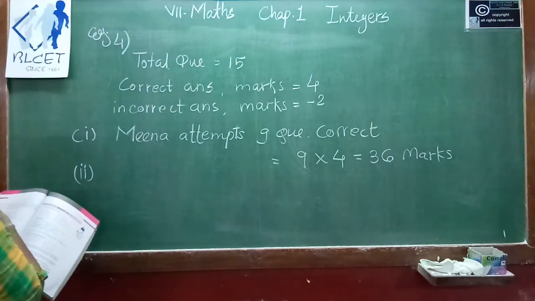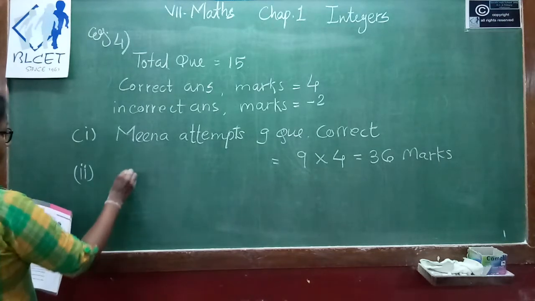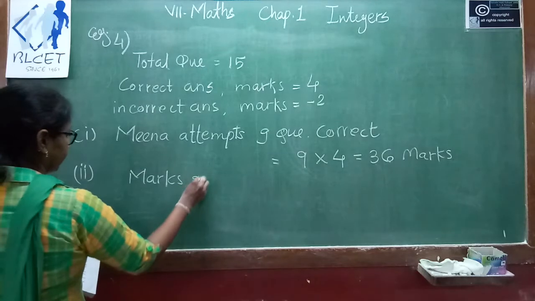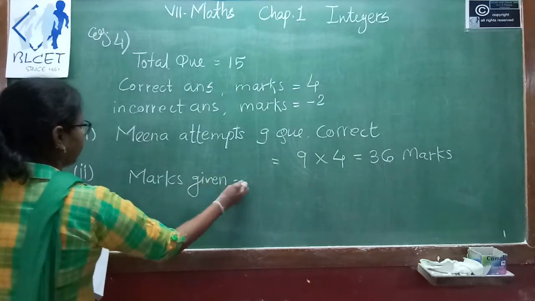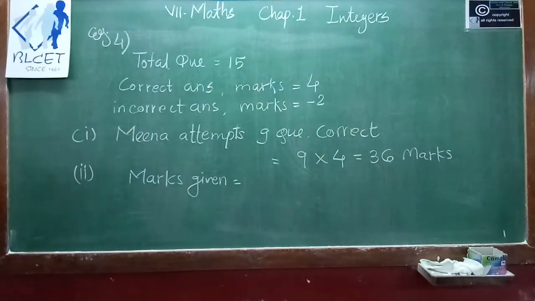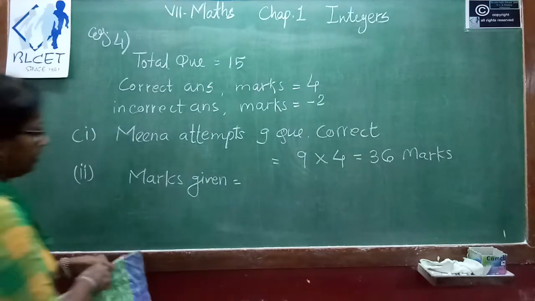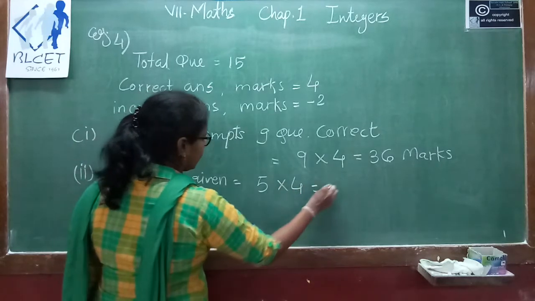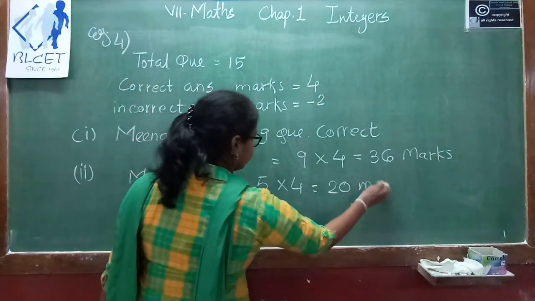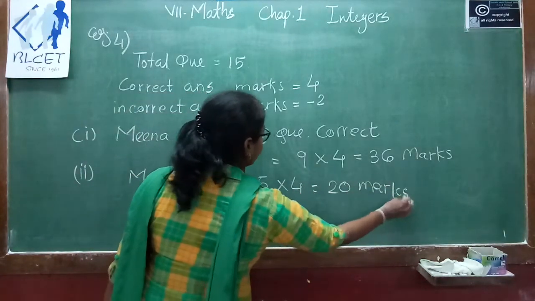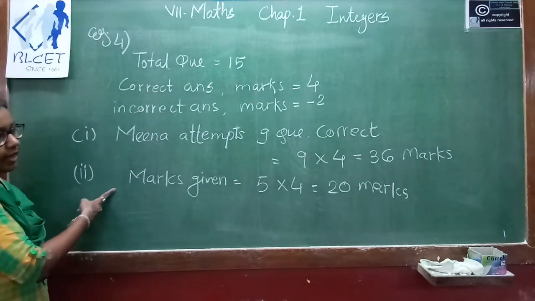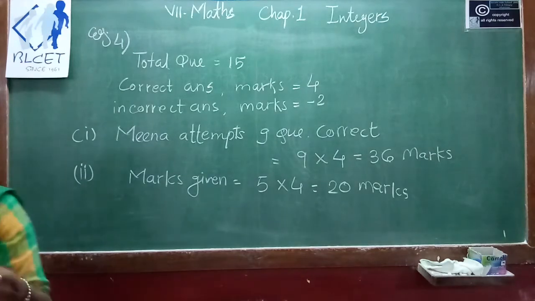Same way, marks given for a correct answer. For one correct answer, 4 marks. So how many correct answers has she given? 5 correct answers. So 5 4s are 20 marks. So Meena gets 36 marks and one of our friends gets 20 marks.